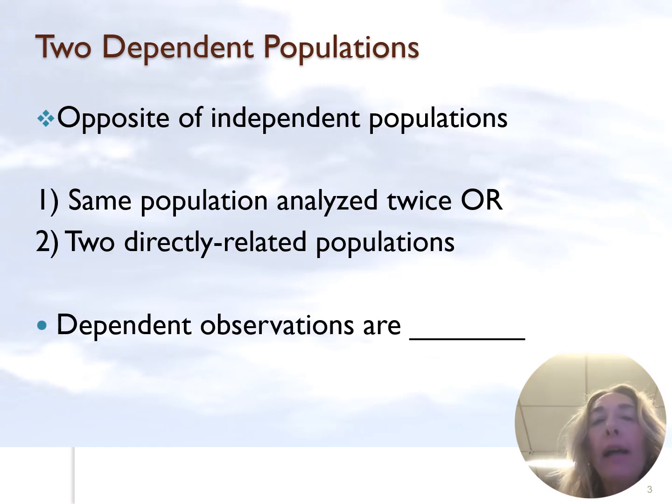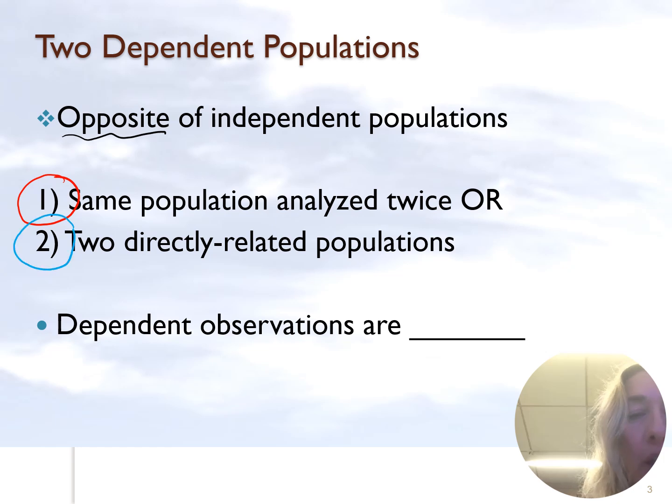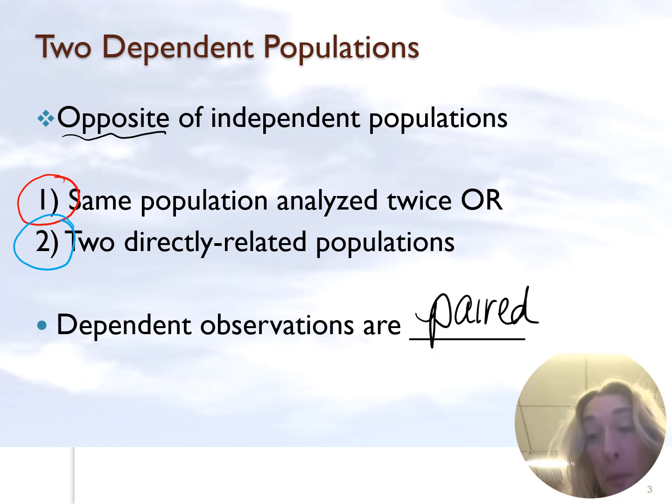Okay, let's contrast that with dependent populations, which are the opposite of independent populations that we just talked about. With two dependent populations, there are two cases. The first is where the same population is analyzed twice, or perhaps under two different circumstances. The second case is where the two populations are directly related, but not necessarily the same. In the case of dependent observations, we say they are paired.